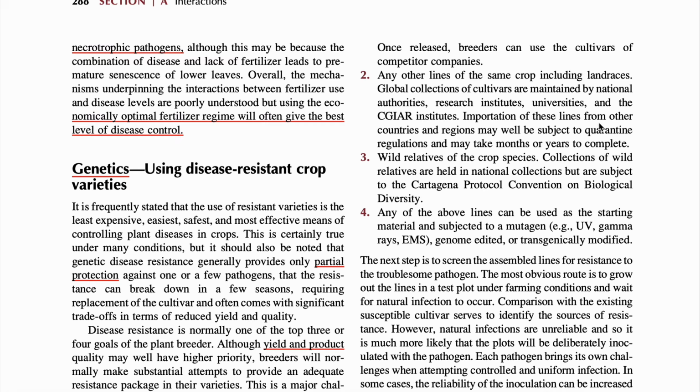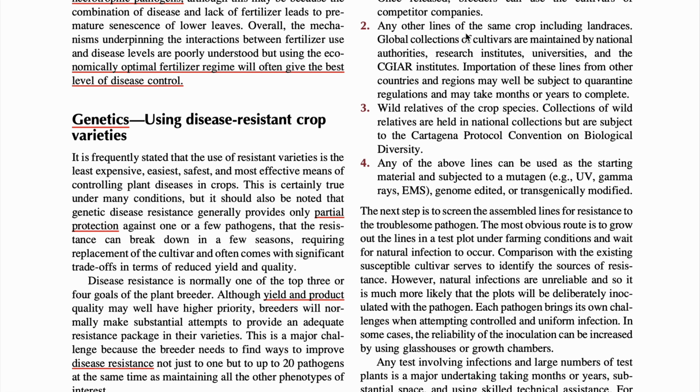Importation of these lines from other countries and regions may well be subject to quarantine regulations and may take months or years to complete. This was the second source of the resistance genes. Okay, third is wild relatives of the crop species.